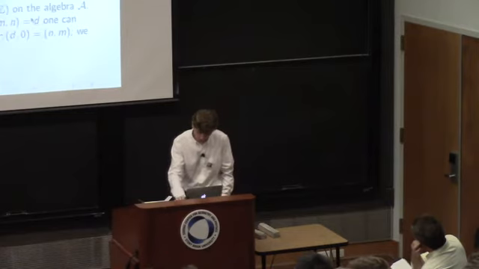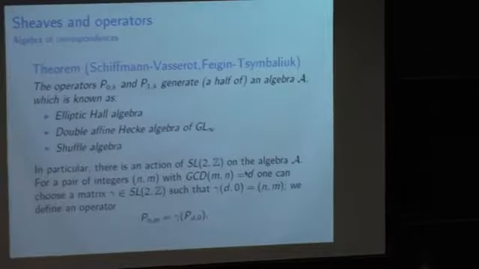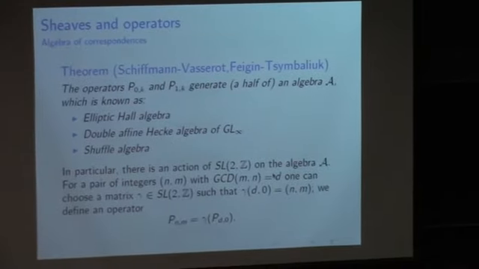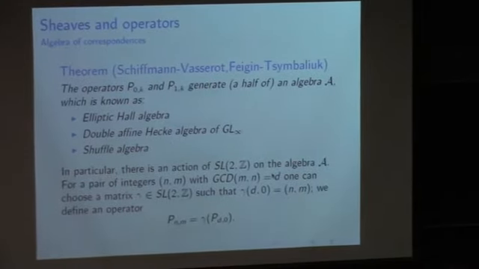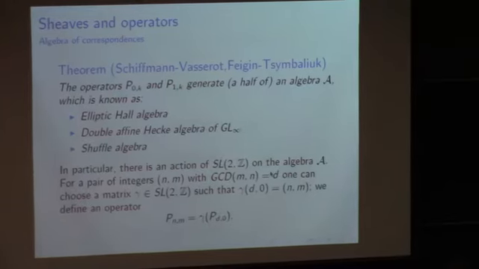Okay, so now how can this be used. Recently there is a new result, a theorem of Schiffmann and Vasserot, and also independently by Feigin and Tsymbaliuk, who proved that these operators that I just described generate a huge algebra which is known and has many interesting properties. So this algebra is kind of one of the central objects in the topic.